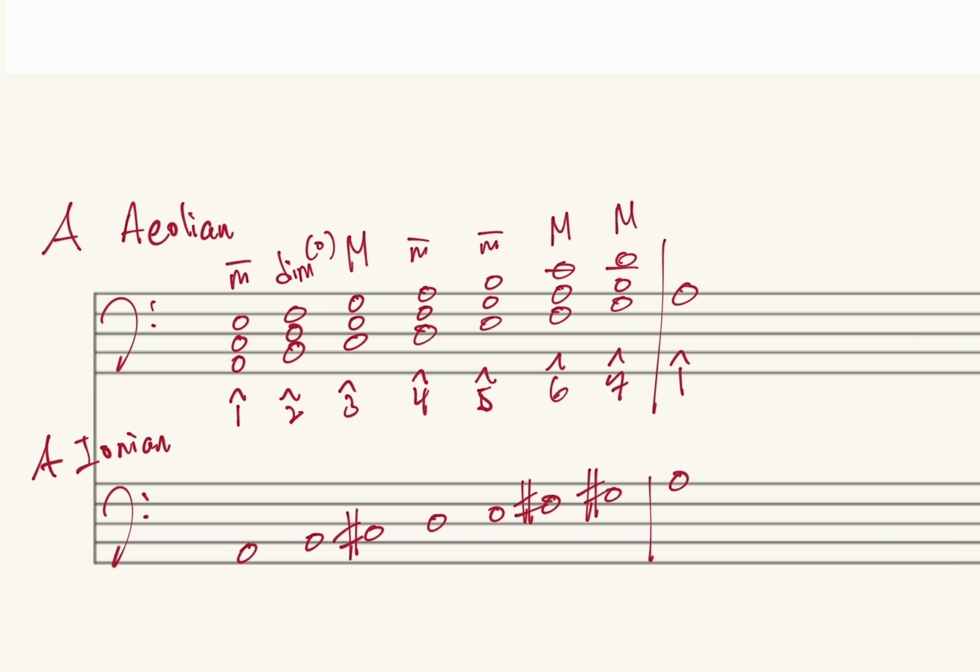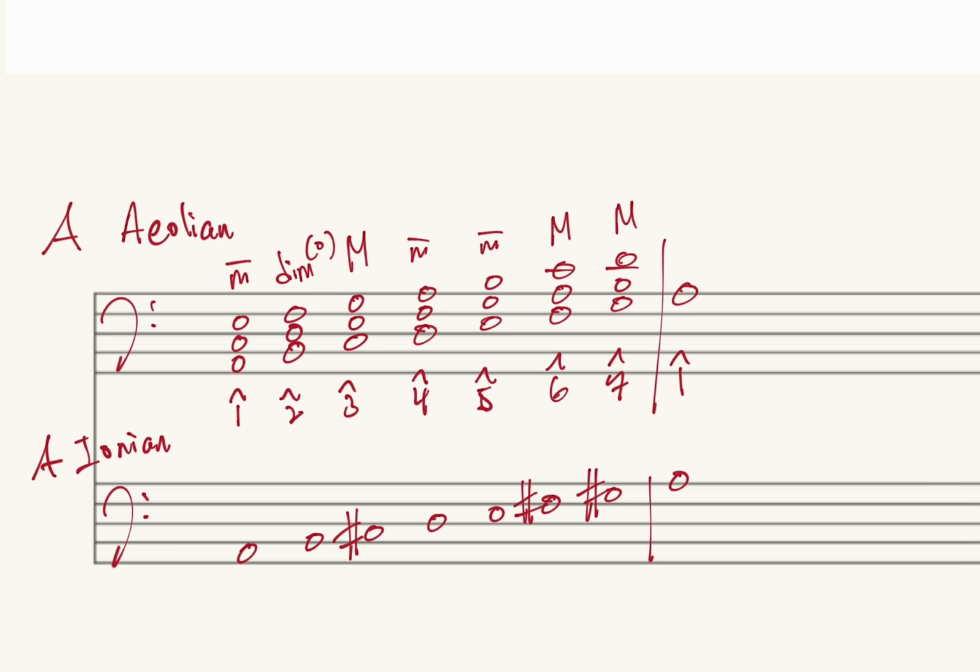And here's A Ionian, or A major. Remember that major and minor is a very generic distinction. It just means the interval of the tonic up to the mediant. So if it's minor, it's a minor mode. If it's major, then it's a major mode. So here's the A Ionian scale.